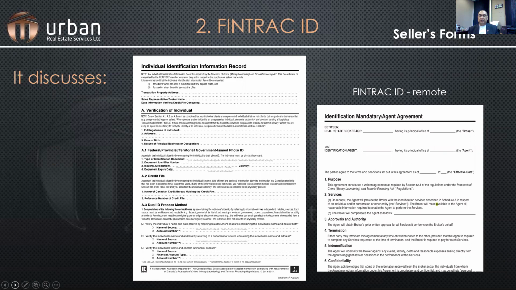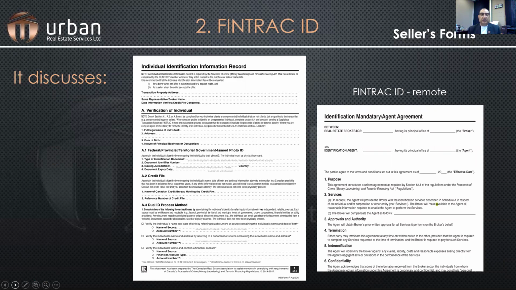This form does not require any signatures from the consumers, from the sellers, from the buyers. But this form does need their identification. So starting from the top, if you look at it, transaction property address, you will put down which property address is going to be used in this transaction, which house you're listing, your name, and the date information was collected and verified.